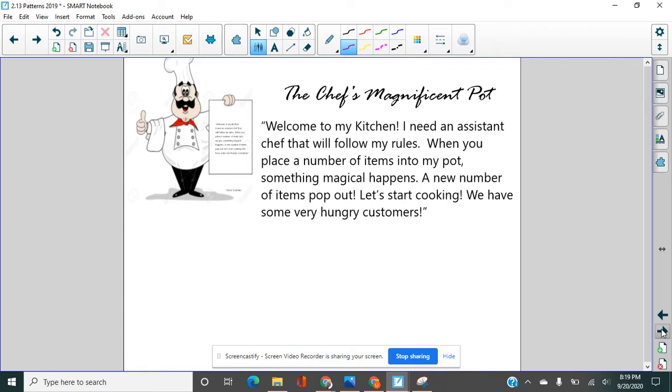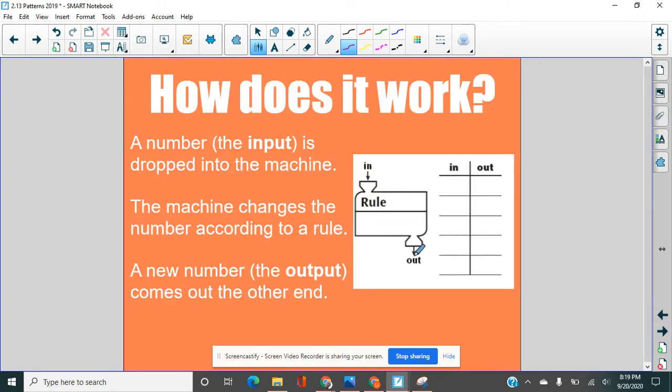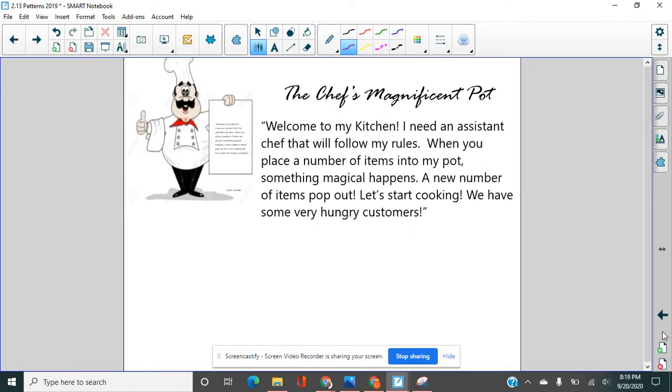It's kind of like the chef, right? He says, "Welcome to my kitchen. I need an assistant chef that will follow my rules. When you place a number of items into my pot, something magical happens. A new number of items pop out. Let's start cooking. We have some very hungry customers." All right, so imagine that the machine here is his pot.